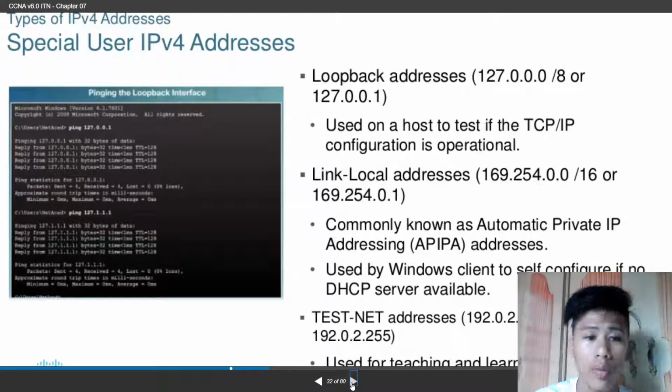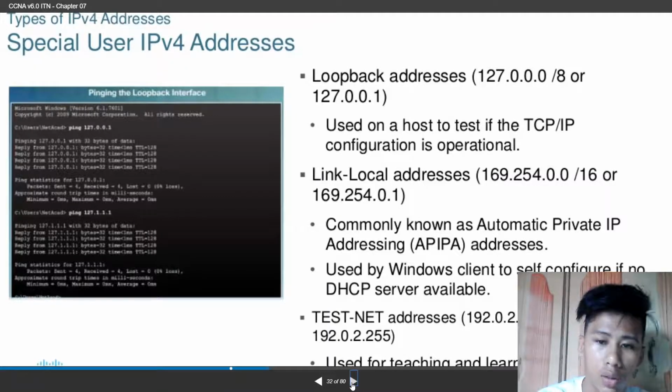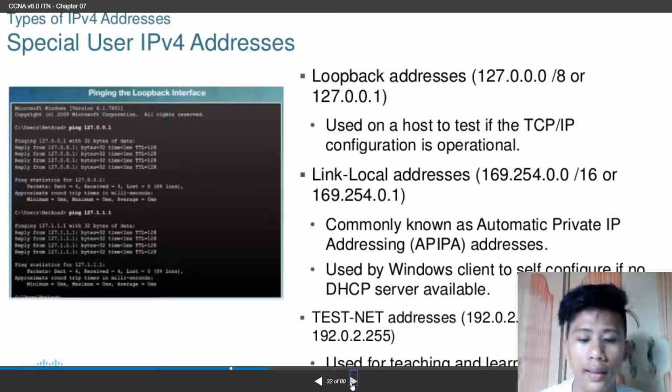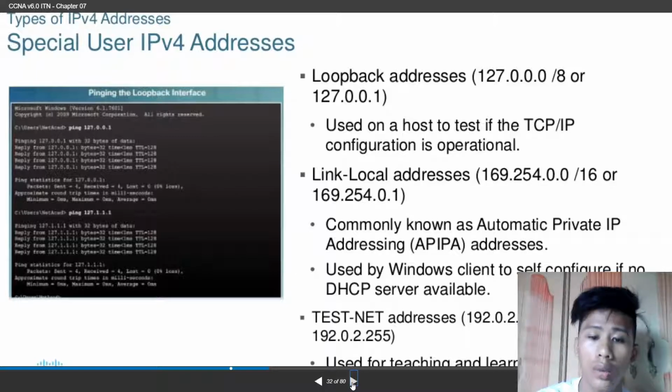Special user IPv4 addresses: the loopback address is used on a host to test if the TCP/IP configuration is operational. Link-local addresses are used for teaching and learning, commonly known as Automatic Private IP Addressing, or APIPA, addresses.